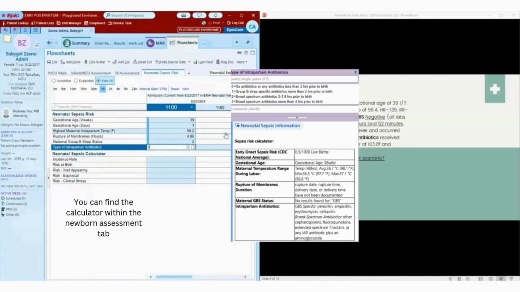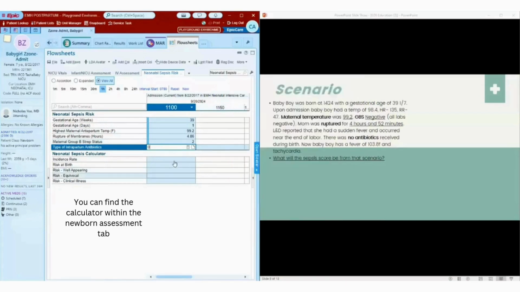And just remember, I have this set up where we can't see it, but it tells you what number it should be. It tells you exactly what you need to know so you're not just guessing. All right, so what will the sepsis score be? 0.18.